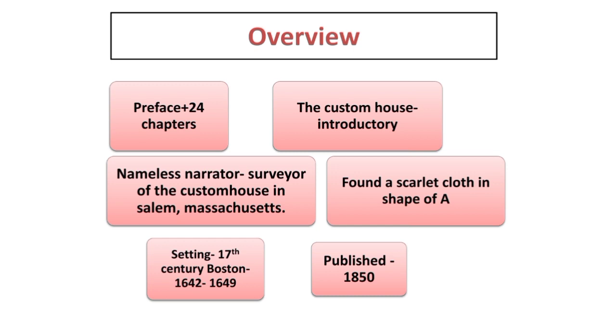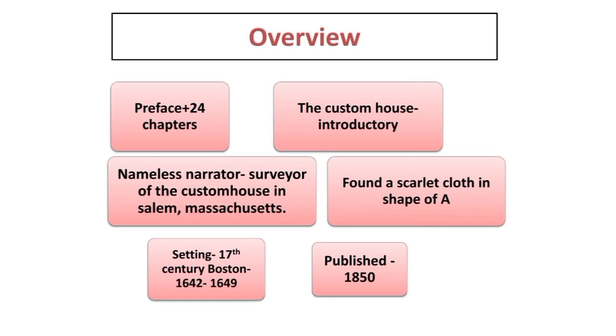Now, in the preface, we have a nameless narrator who is a surveyor of the custom house in Salem, Massachusetts. And there, in that custom house attic, he found a scarlet cloth in the shape of A. And with the scarlet cloth, he also found a letter which includes the details about the life and sayings of the protagonist Hester Prynne, and hence the narrator decided to write Scarlet Letter. The setting of this novel is 17th century Boston from the year 1642 to 1649.